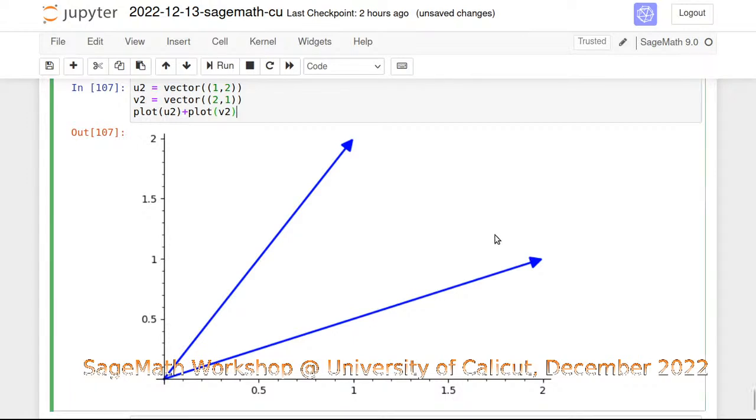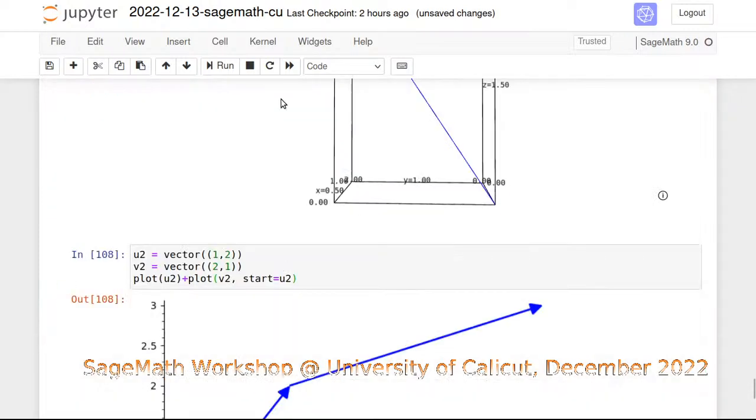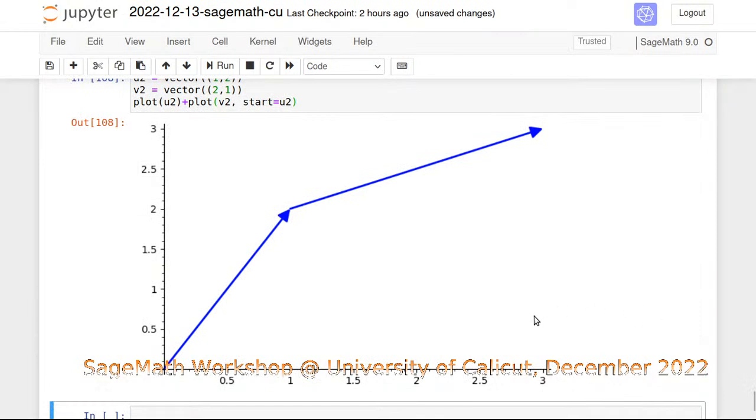Now in case you want to plot, I will show that once. So suppose that this is plot, and suppose we give an extra start equal to u2. What will happen now? See that it's plotted like this.